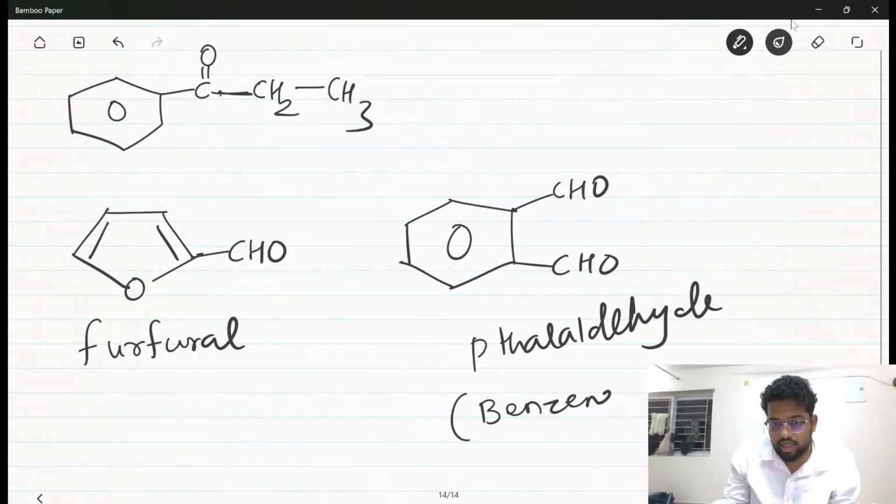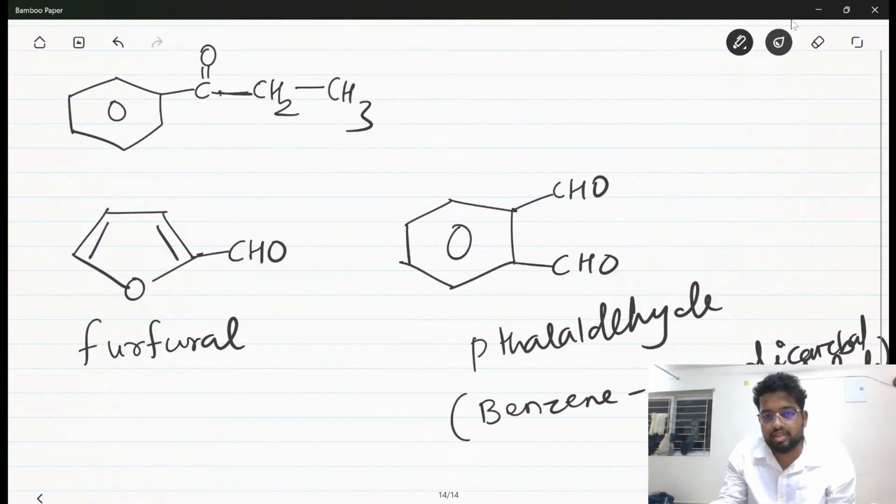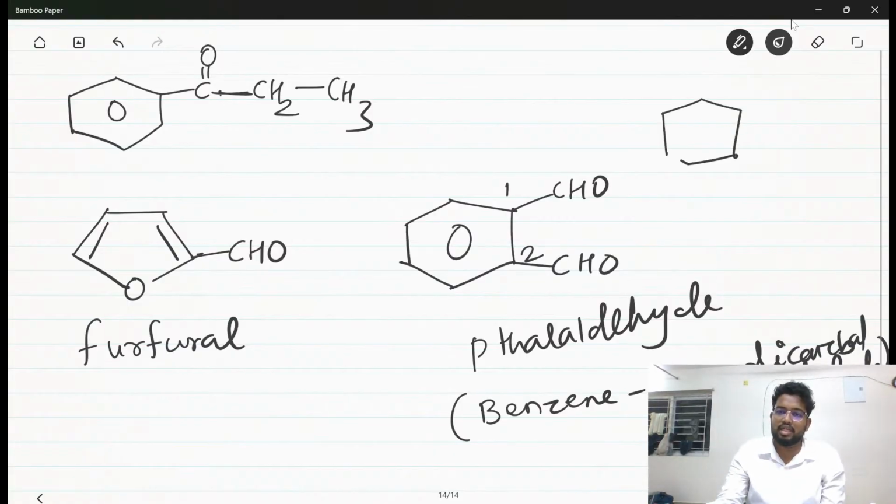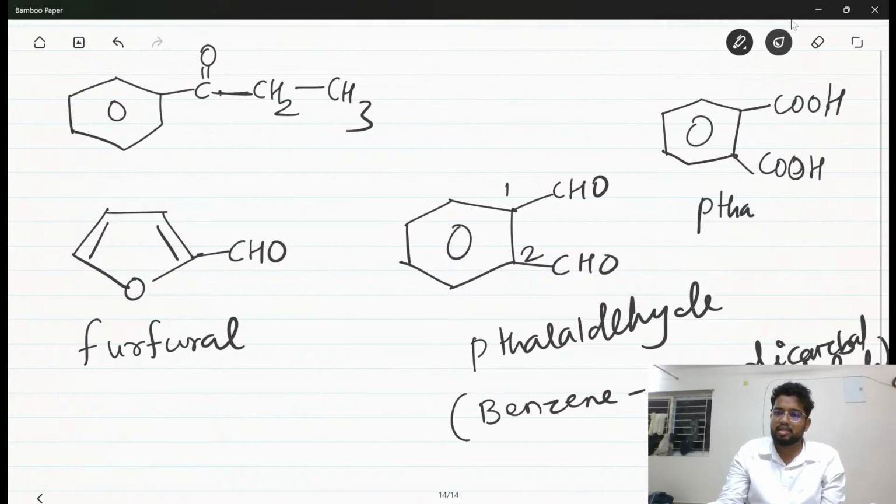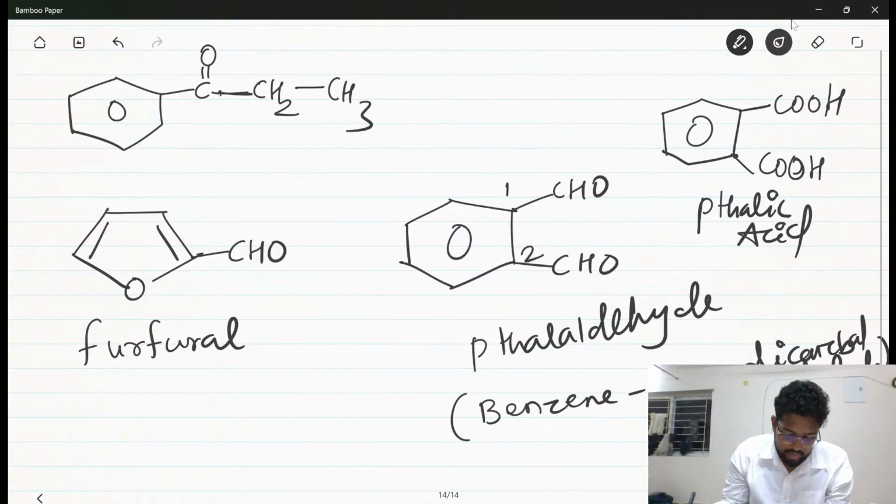Phthalaldehyde. Now, benzene-1,2-dicarbaldehyde. Don't think that thala is Dhoni here. It is just one position, two position. A similar compound we have is phthalic acid. Benzene ring, both carboxylic acids side by side, known as phthalic acid. Okay. So a lot of compounds have been covered.